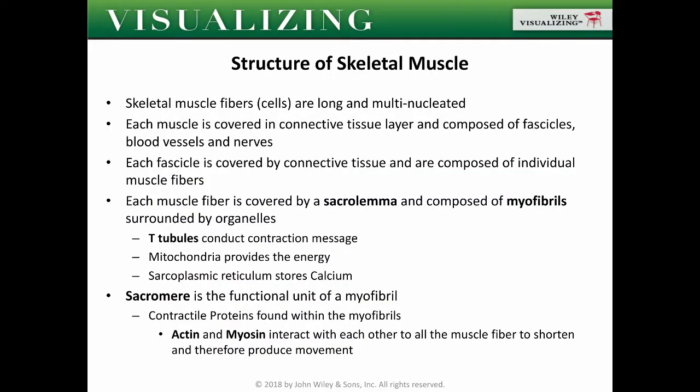Okay, the skeletal muscle fibers. Let's look at the microscopic, or rather the cellular, aspect of the muscles. Skeletal muscle fibers, or the muscle cells, are long and multinucleated. When you say multinucleated, they possess more than one nucleus. Each muscle is covered in a connective tissue layer and composed of fascicles, blood vessels, and nerves. A fascicle is covered by connective tissue and composed of individual muscle fibers. So a fascicle is basically a collection of your muscle fibers.